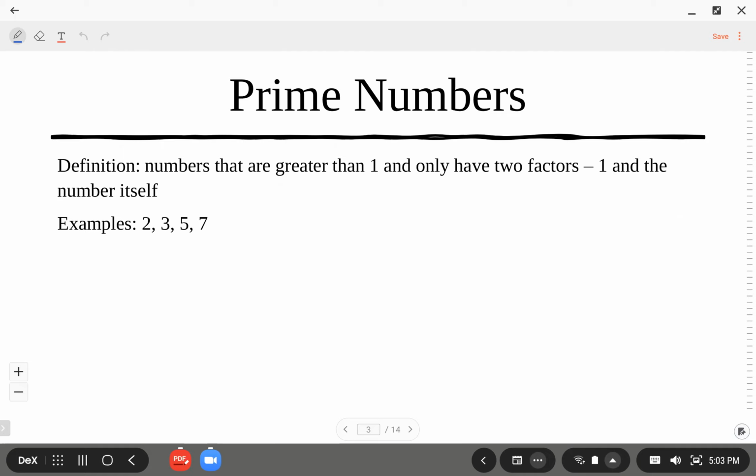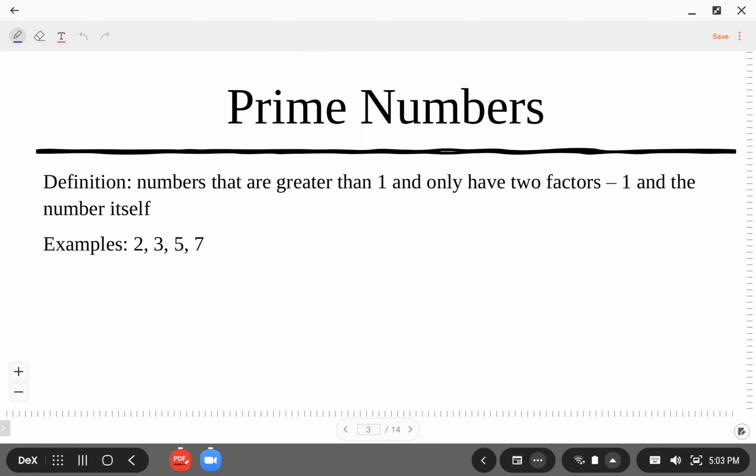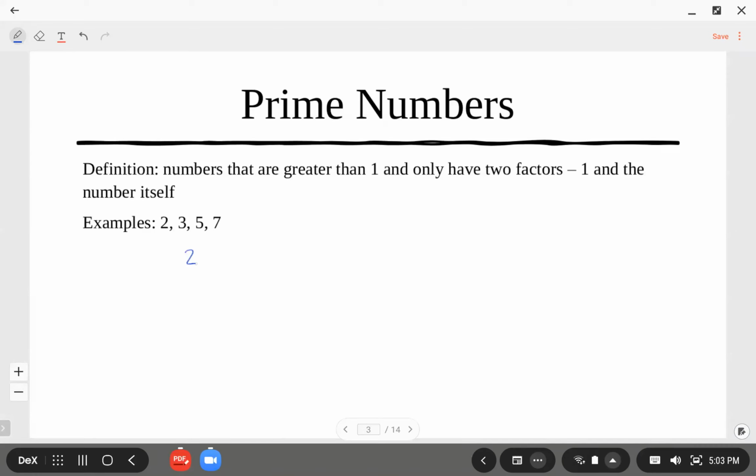So the definition of prime numbers: they are numbers that are greater than 1 and only have two factors, 1 and the number itself, right? Some examples include 2, 3, 5, and 7. The only factors of 2 are 2 and 1. The only factors of 3 are 3 and 1. The only factors of 5 are 5 and 1. And the only factors of 7 are 7 and 1, okay?